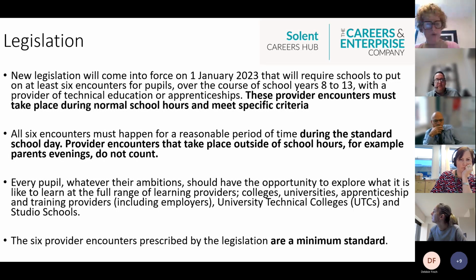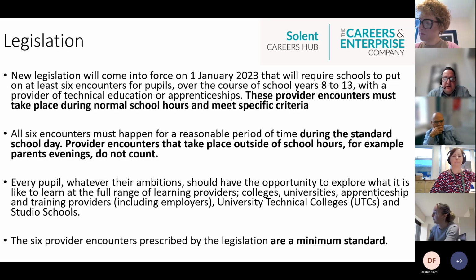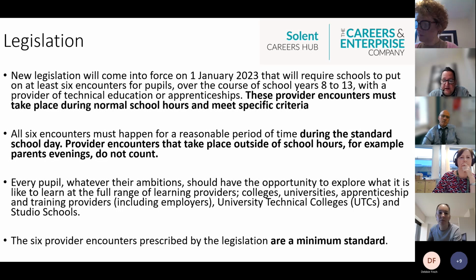So every pupil, whatever their ambitions, should have the opportunity to explore what it's like to learn at a full range of learning providers. So that's colleges, universities, apprenticeship and training providers, including employers. So those employer providers out there. These are employers that deliver their own apprenticeship programs, university technical colleges and studio schools.